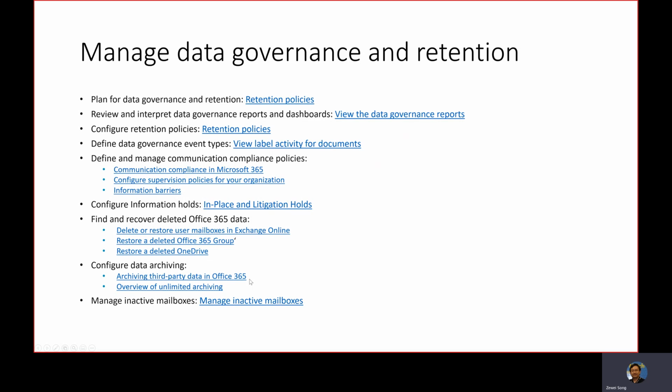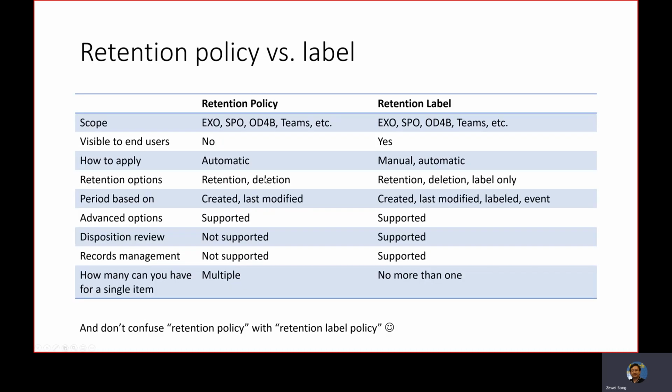Archiving, third-party data, and unlimited email archiving are also included in the scope, and inactive mailbox management is also included. So it could be tricky. You need to go through those content carefully. And some information, I put together this one. This is a comparison sheet between the retention policies and retention labels.